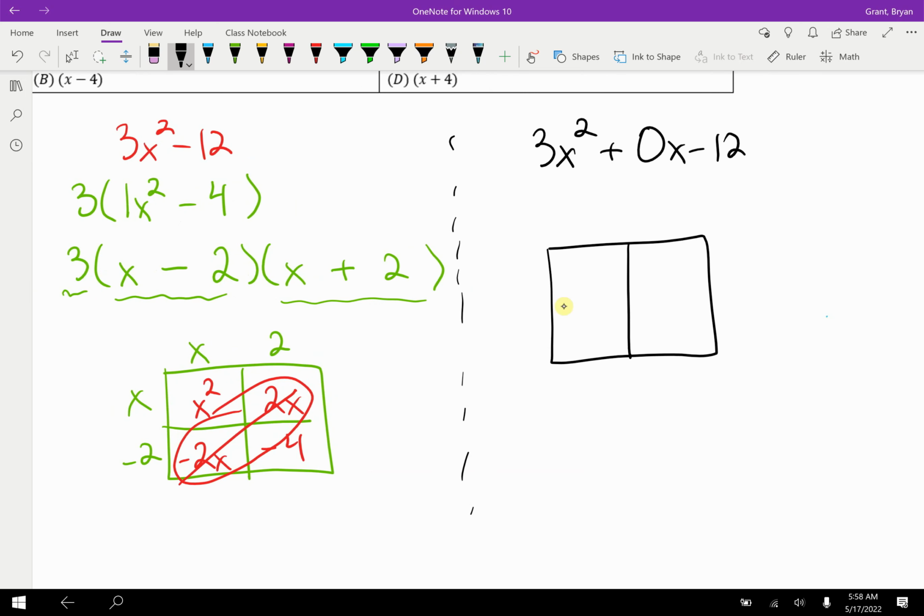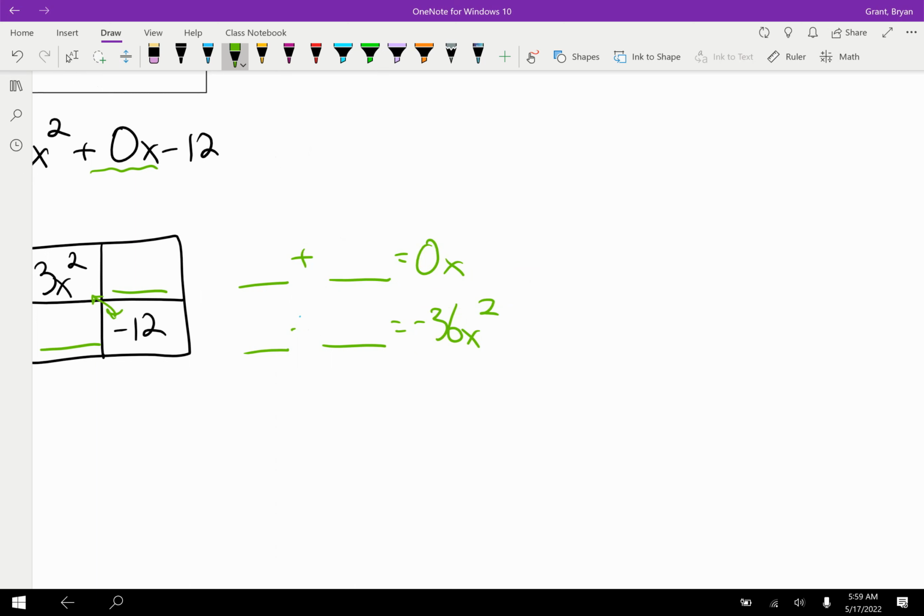Now, when you do this box method, there are going to be a couple different options here, and I'll try to show you both of them. Okay, 3x squared, negative 12. We have to split up 0x, which seems strange, but it is certainly doable. It adds to equal 0, and multiplies to equal the diagonals, which is going to be negative 36x squared. If it's 0, then my two factors need to essentially be 0 apart. 1 and 36, 2 and 18, 3 and 12, 4 and 9, 6 and 6.